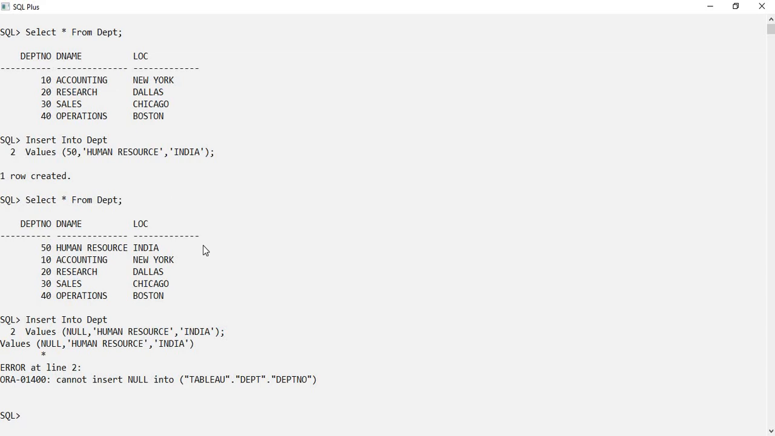Now what is it saying? Cannot insert null into the department number column. Right here, the department number column is having null, so it is saying it cannot insert null. That is because there is a constraint that is present, which is stopping that null from entering.